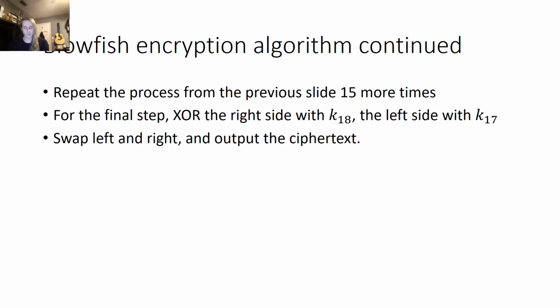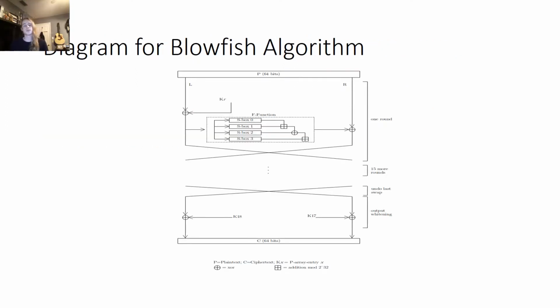So that will happen another 15 times, and then for the final step, we will XOR the right side with K18 and the left side with K17. We will then swap left and right, and the output will be the ciphertext. If that was confusing, which I know it was, you can just see the diagram here, and from there you can make your own conclusions. You can pause the video to study it, or you can go to Wikipedia to study it as well.